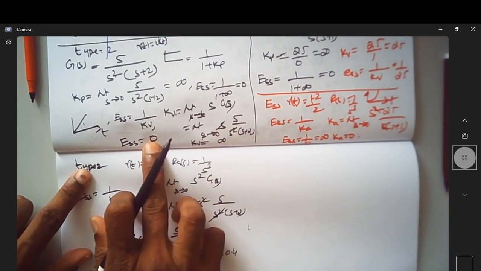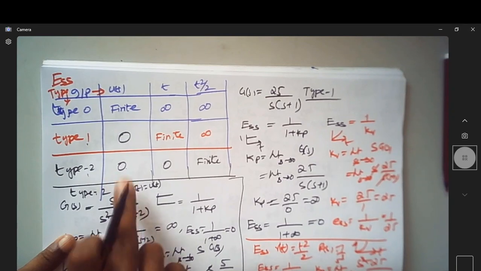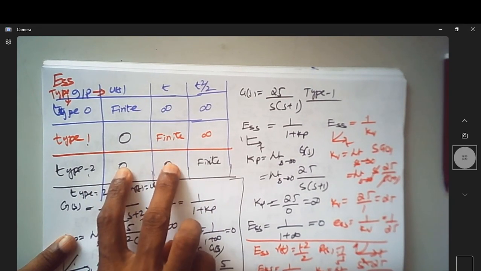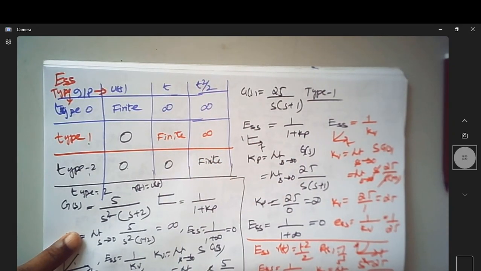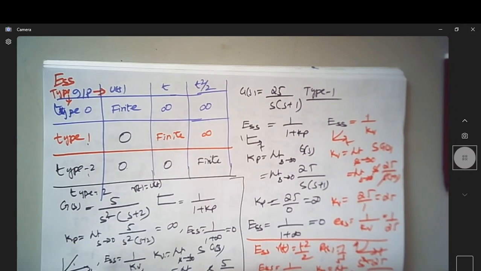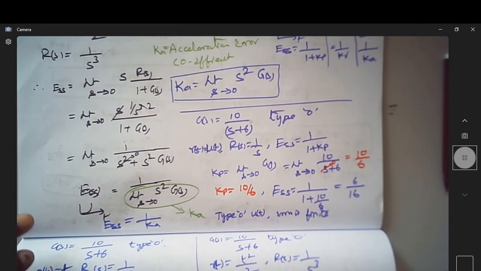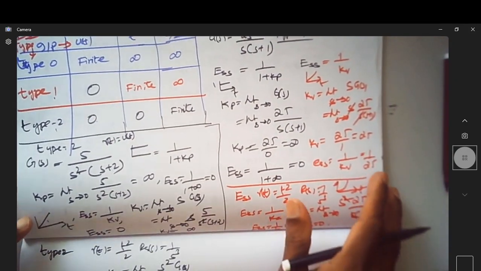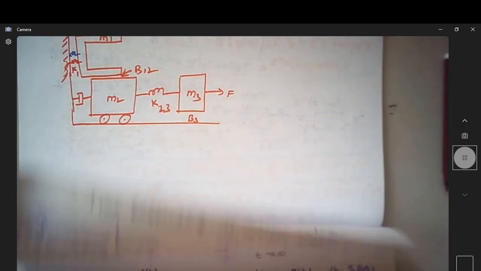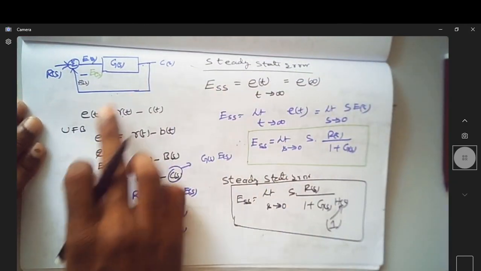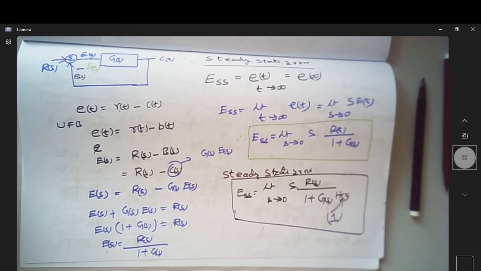You had a 0 error for the others. For a type 2 system, for unit step and ramp input, the error is 0. But for a parabolic input, you will have a finite error depending on what is the magnitude. So this is about the steady state error of a system, especially when the system is a unity feedback system, when the feedback section is 1.